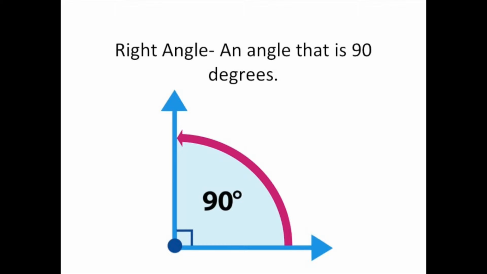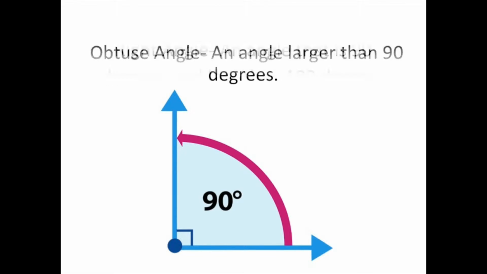Next in size, we have a right angle. A right angle is an angle that is exactly 90 degrees. It cannot be any more and it cannot be any less. You usually identify a 90-degree angle by the square in the bottom left corner as shown in the picture.